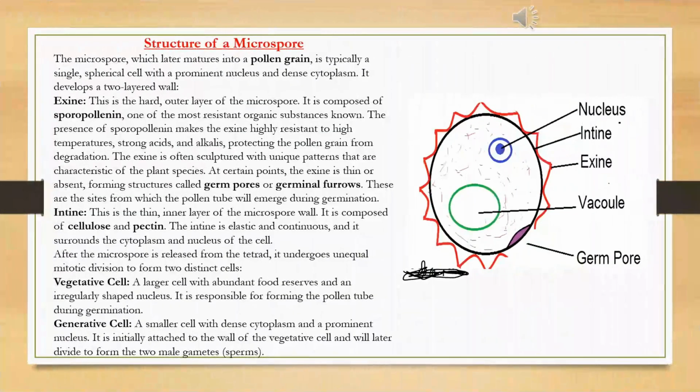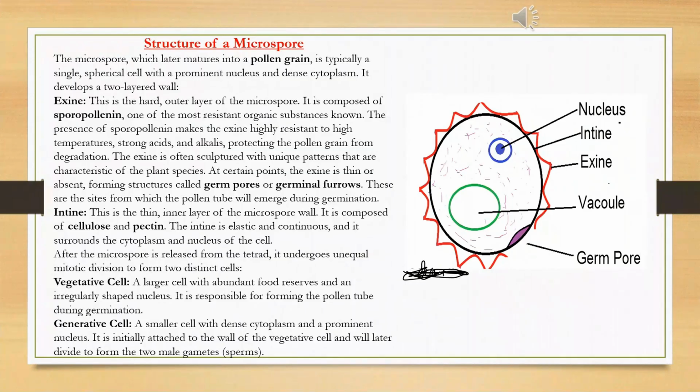Now we'll see the structure of the microspore. As you can see in the image, the microspore, which later matures into a pollen grain, is typically a single spherical cell with a prominent nucleus and dense cytoplasm. It develops a two-layered wall. The first one is the exine.